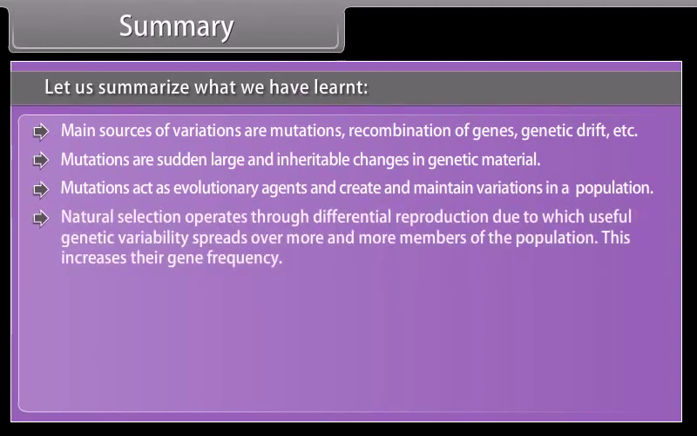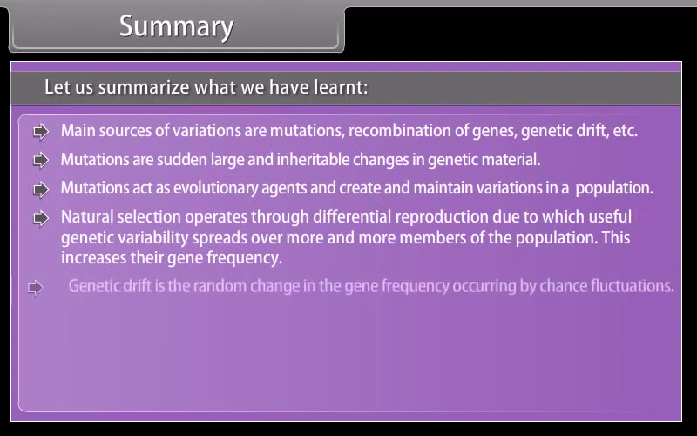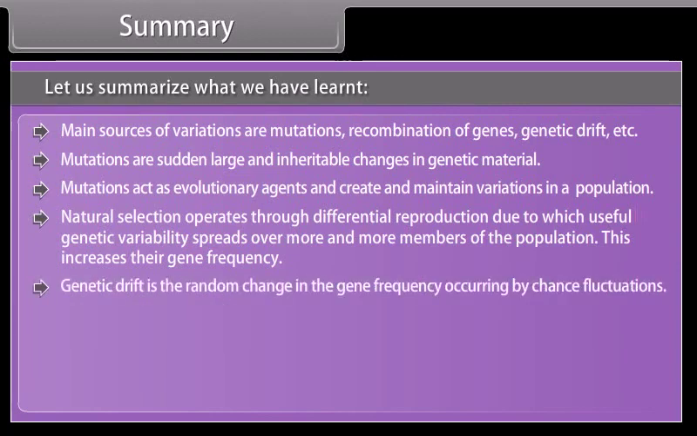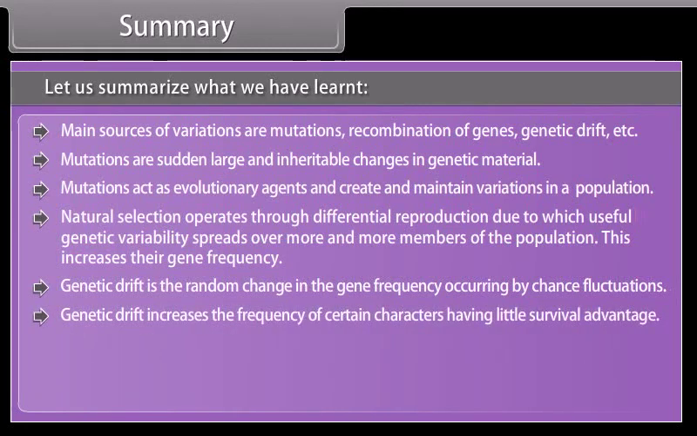Natural selection operates through differential reproduction, due to which useful genetic variability spreads over more and more members of the population. This increases their gene frequency. Genetic drift is the random change in the gene frequency occurring by chance fluctuations. Genetic drift increases the frequency of certain characters having little survival advantage.